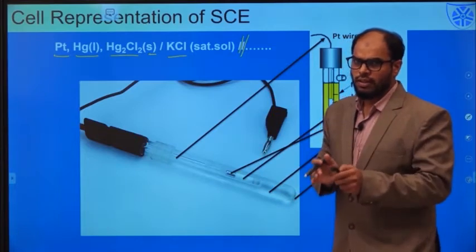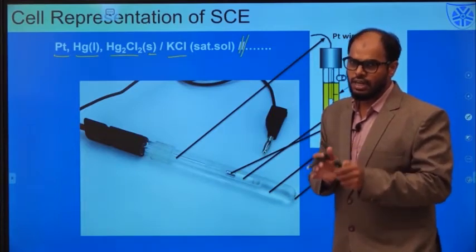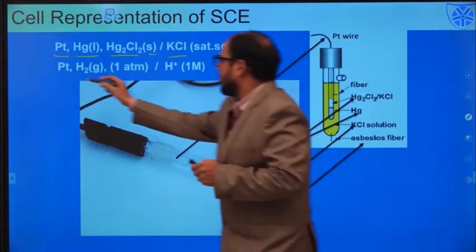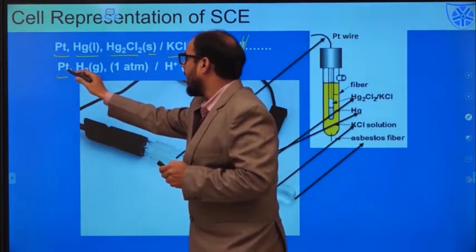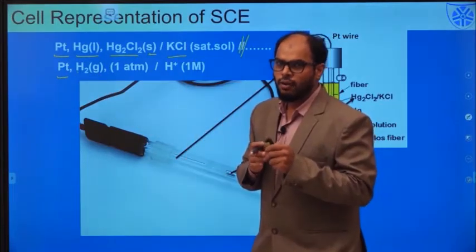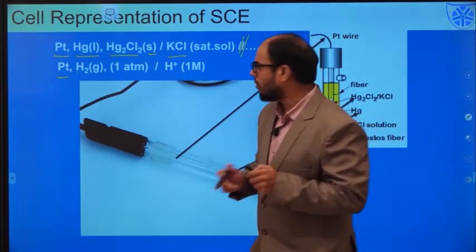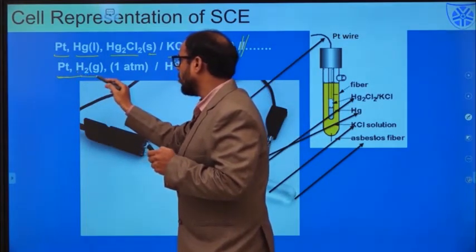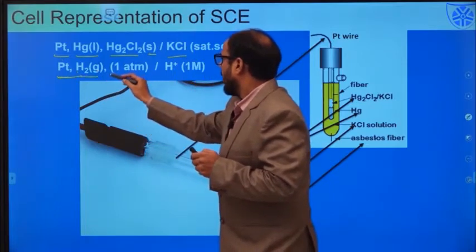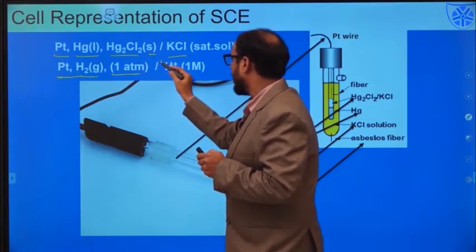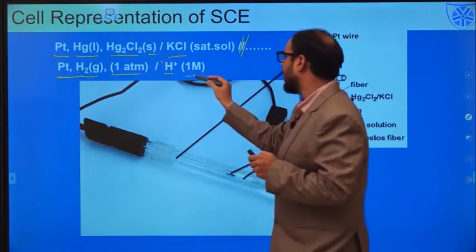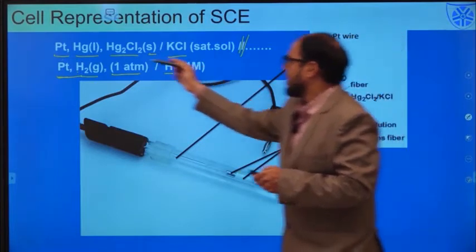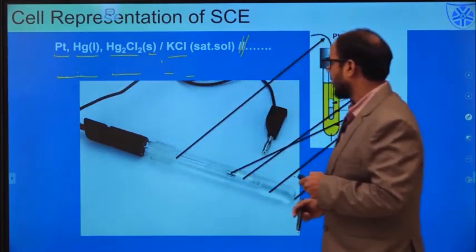We should also know that we have used the SCE as a reference electrode. There we have used the following cell representation with platinum. This platinum foil is connected to the platinum wire in the SCE, and the cell representation can be written as Pt, comma, H2, the 1 atmosphere gas which is bubbled in equilibrium with the H plus ions maintained at 1 molar concentration. Similarly, we have a cell representation for the calomel electrode.